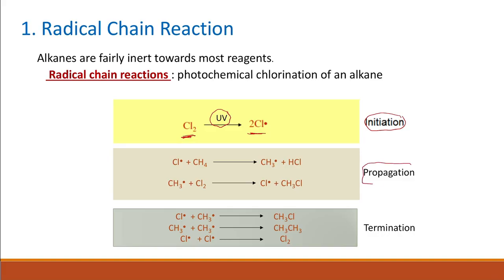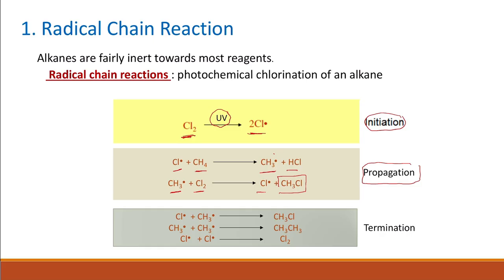And then we have the propagation step, the step where more free radicals are being produced. The chlorine free radical that has been produced will react with a neutral molecule in the reaction mixture to make more free radicals. So we have the chlorine radical reacting with methane to give you the methyl free radical and hydrogen chloride. And then the methyl free radical itself can react with another molecule of chlorine to give you a chlorine free radical and methyl chloride. As you can see in the propagation, each time you are generating more free radicals. And this step will continue to generate more and more free radicals as long as there are neutral compounds.